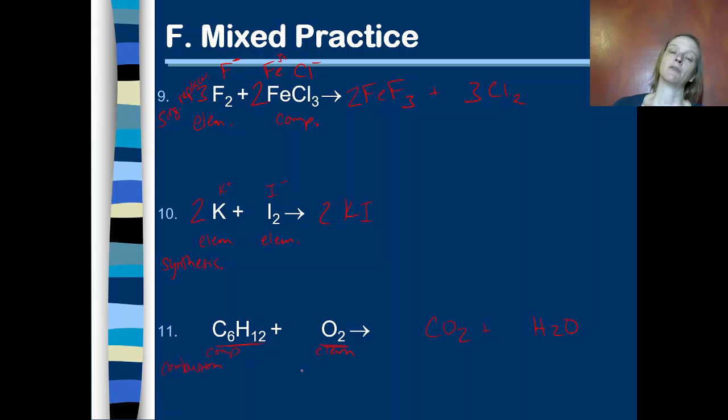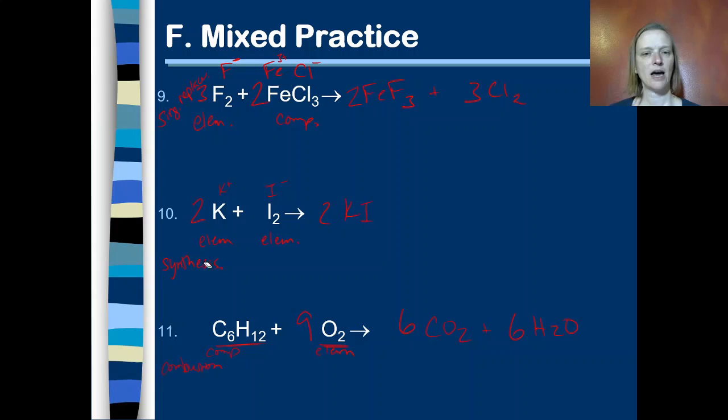Combustion reactions can be fun to balance. This one isn't so bad, however. I need 6 carbons for carbon dioxide. I need 6 times 2 is 12 hydrogens. And therefore, let's see, 6 times 2 is 12 oxygens plus the 6 is 18 oxygens. So how do I get 18 oxygens over here? I need a 9 in front of the oxygens.